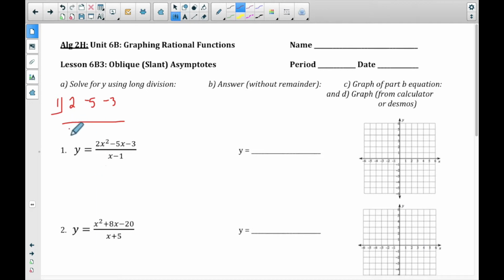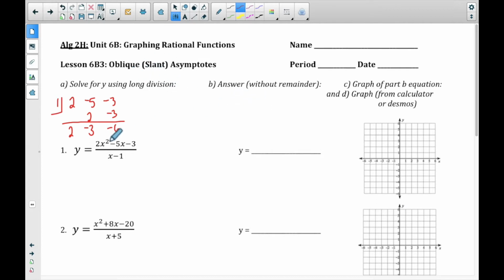Okay, I'm going to bring down my 2. 1 times 2 is 2. I add these together. I get -3. 1 times -3 is -3. And over here, I get -6. Now, when I do this, this is going to be helping me find my oblique asymptotes or my slant asymptotes.